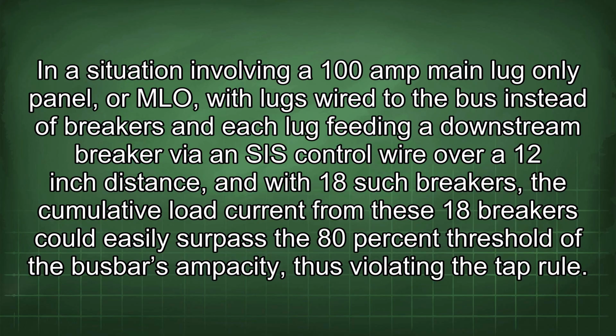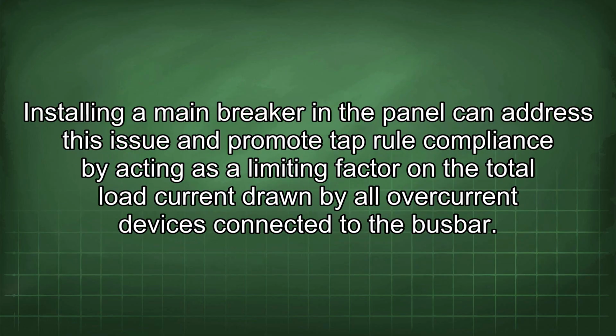the bus instead of breakers, and each lug feeding a downstream breaker via an SIS control wire over a 12-inch distance, and with 18 such breakers, the cumulative load current from these 18 breakers could easily surpass the 80% threshold of the busbar's ampacity, thus violating the tap rule. Installing a main breaker in the panel can address this issue and promote tap rule compliance by acting as a limiting factor on the total load current drawn by all overcurrent devices connected to the busbar.